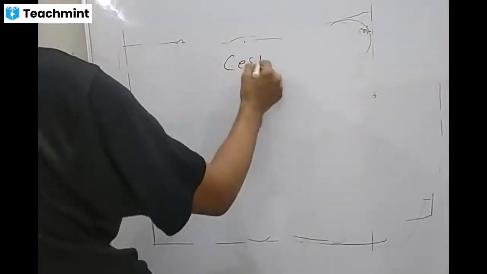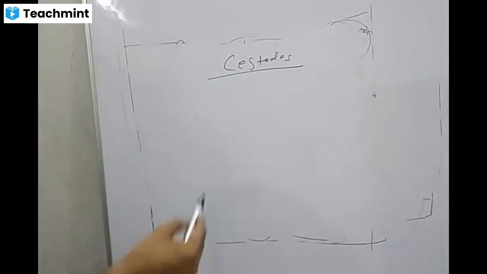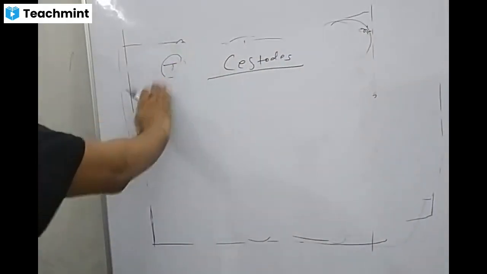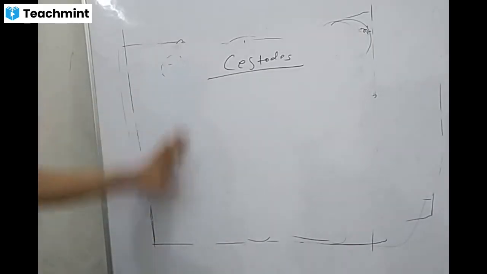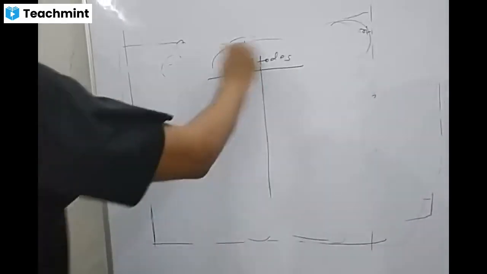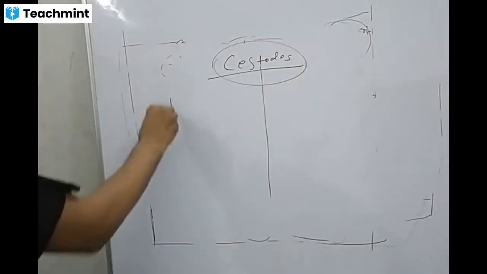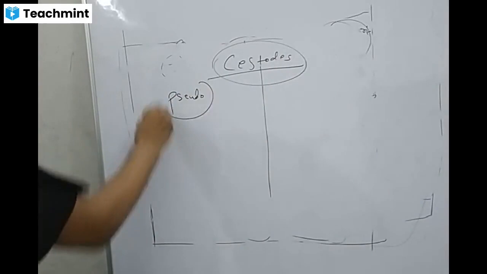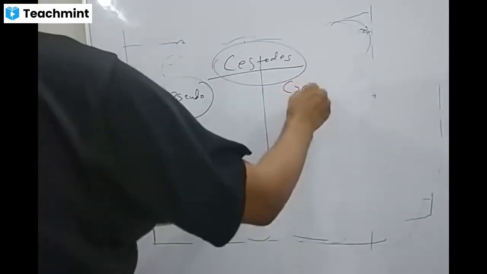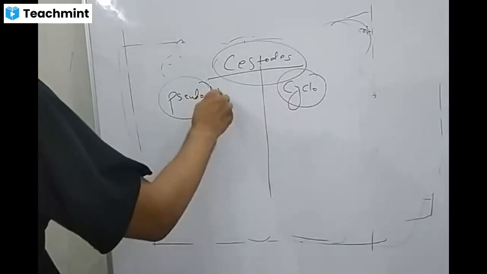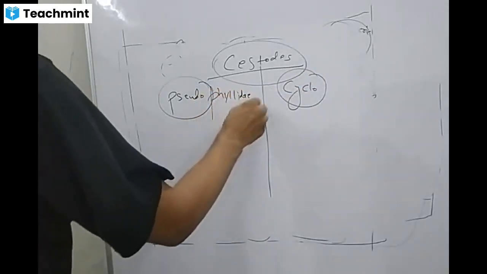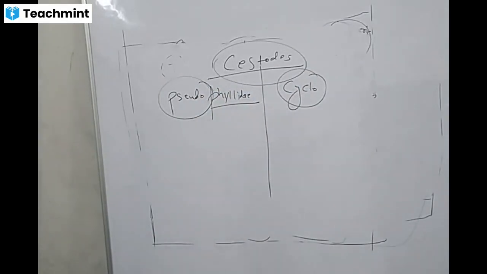Then, starting with the cestodes. As we have divided trematodes into two parts, one common and one with exceptions, similarly we divide the cestodes into two parts. One is pseudo, that is false cestode, and one is true, that is cyclo. These are known as Pseudophyllidea. Why are they false, or why are they different from the true or other cestodes? Because there are a few characteristic features, or a few parts of their life cycle, that are similar to the trematodes.